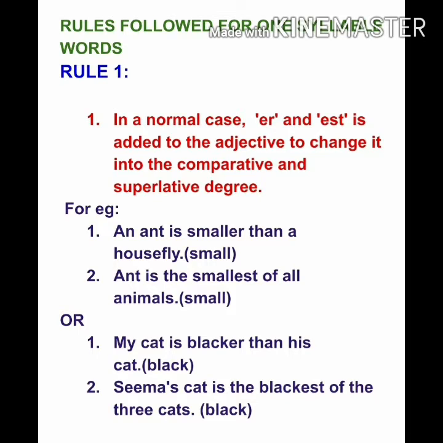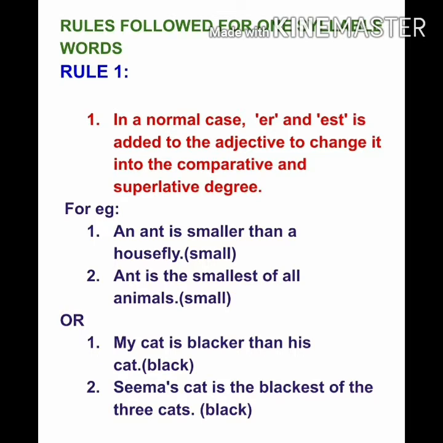Now let's look into the next sentence. Ant is the smallest of all animals. Here, the adjective is small. EST is added to the word small to take it to the superlative degree, because here an ant is compared with the rest of the animals.